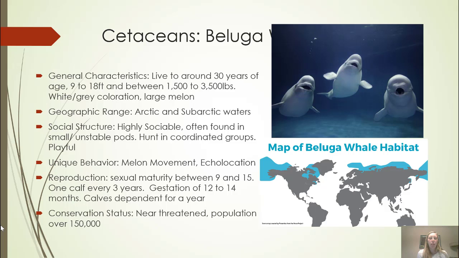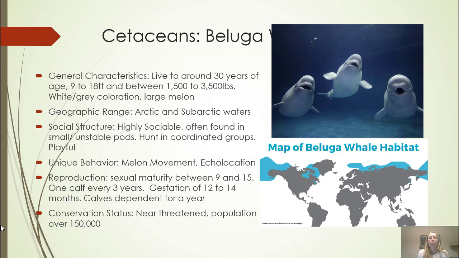So the beluga whale, they live to be about 30 years old. There have been some studies that say they can live to be much older, but through predation and things like that, beluga whales, most of the time, do not live to be that long, so average is about 30 years. They range between 9 to 18 feet, 9 to 13 being more the size of the females, males being on the larger end of things. They weigh between 1,500 and 3,500 pounds.